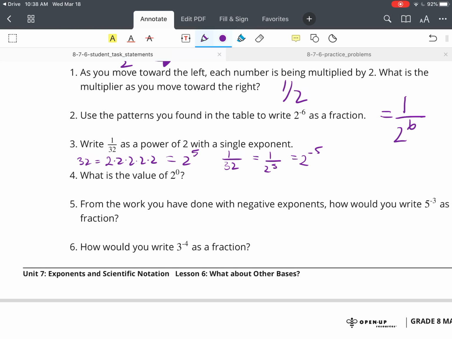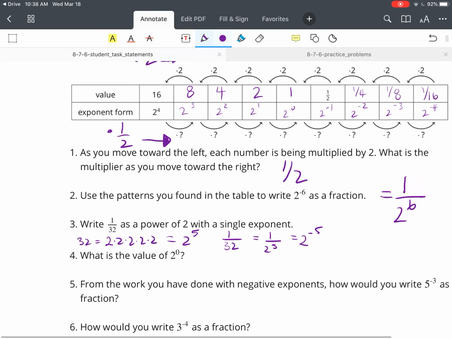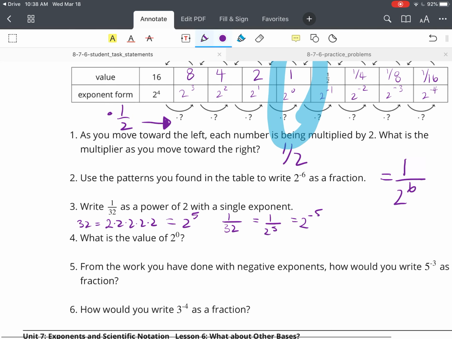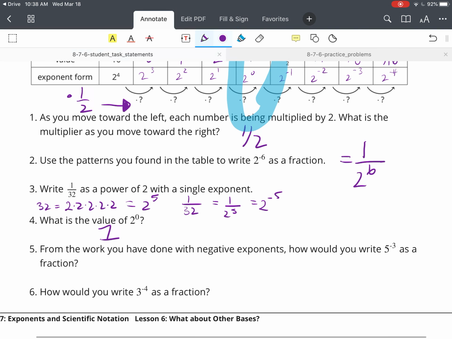Awesome possum. What is the value of 2 to the 0? Oh, I hope you know this. Let me just highlight it. What's 2 to the 0? Uno.